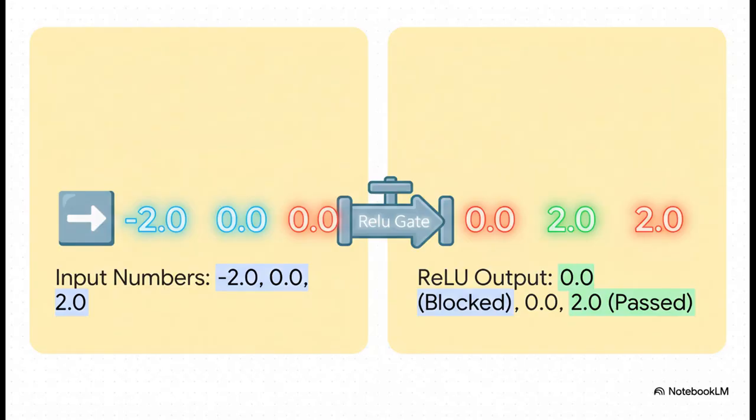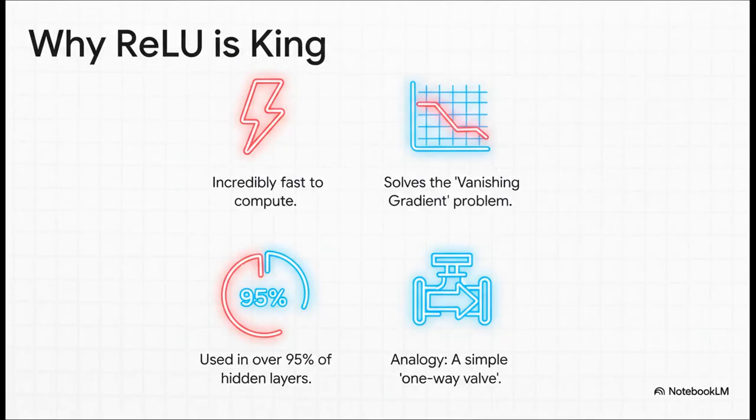So let's just see it in action here. If a neuron sends a signal of -2, ReLU just blocks it, turns it to 0. If the signal is 0, well, it stays 0. But if the signal is +2, ReLU just lets it pass right on through totally unchanged. It's basically a simple one-way valve for information. And because it's so simple, it is blazing fast for a computer to calculate. That speed, plus the fact that it solves some other tricky math problems for the network, is exactly why it's the go-to, the default choice for over 95% of AI engineers building the guts of a neural network today.